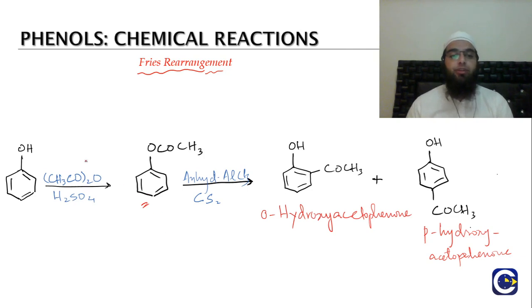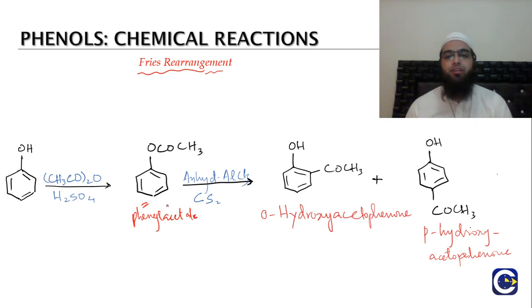So what happens is that the phenol is first converted into this product. The phenol reacts with acid anhydrides in the presence of acid, and we get this substituted product, which is called phenyl acetate. We can also have phenyl benzoate if a benzene group, C6H5, is attached to this CO group. In this case it is phenyl acetate.